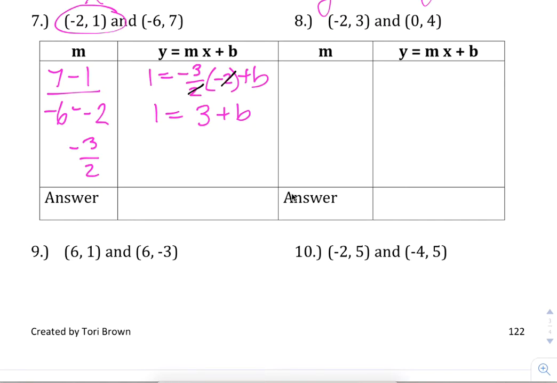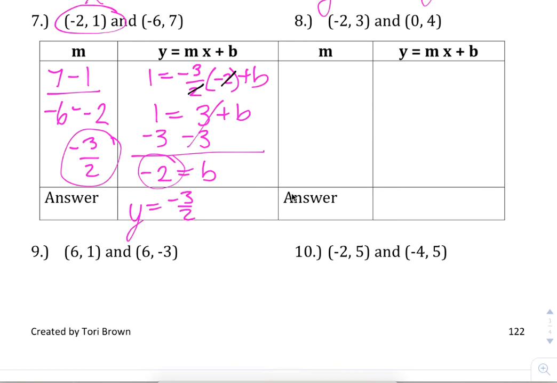All right, how are we going to cancel the 3? Well, we need to subtract it from both sides. That gives me a negative 2 for b. I'm going to take my m, take my b, and write my answer. Negative 3 over 2 x minus 2.